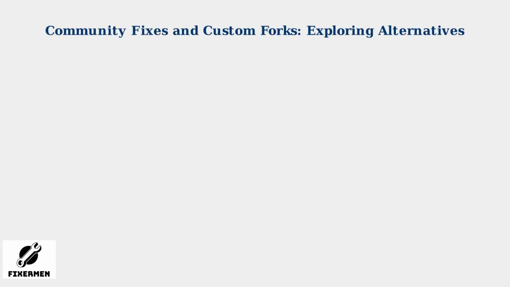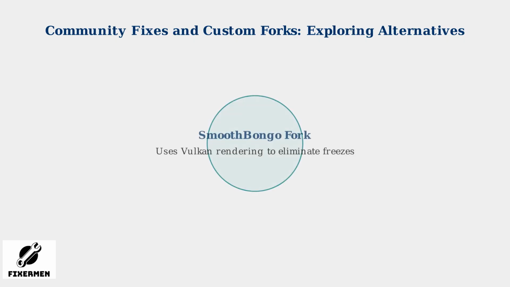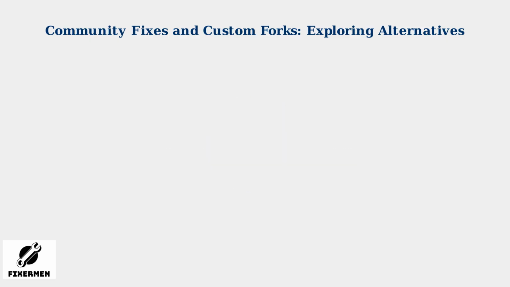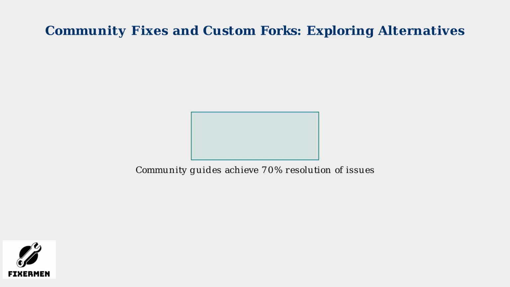The Bongo Cat community has developed custom fixes and alternative versions called forks to tackle common problems. Visit platforms like GitHub to find community-driven patches that address stuttering and freezing. One popular example is the Smooth Bongo fork, which employs Vulkan rendering to completely eliminate freezes. Always exercise caution when downloading community content and verify it comes from a trusted source. According to statistics, community guides successfully resolve issues in 70% of cases.